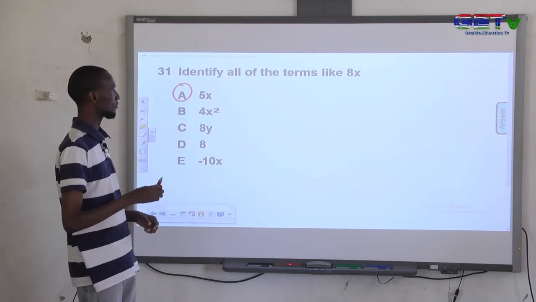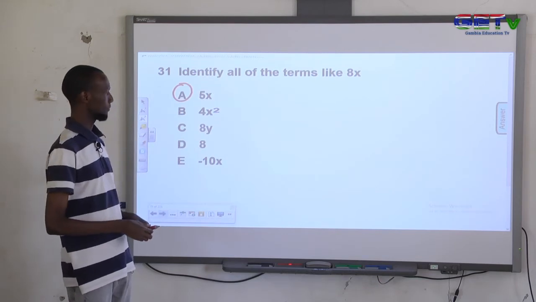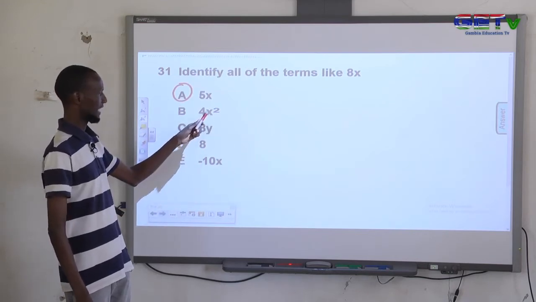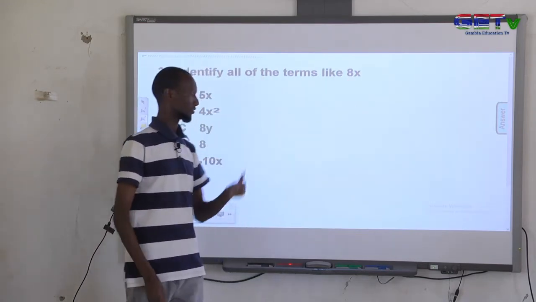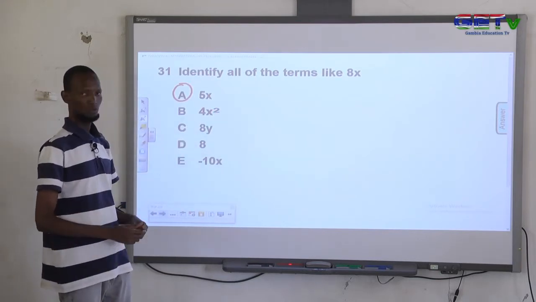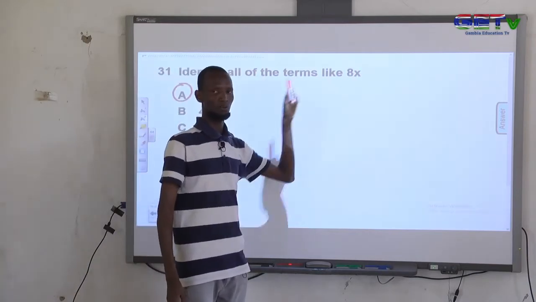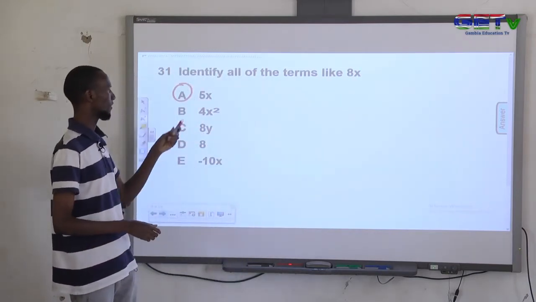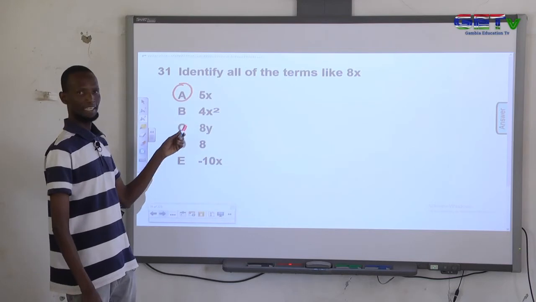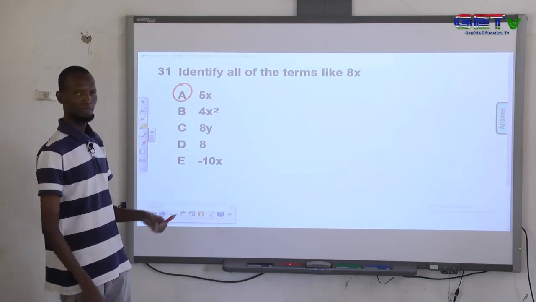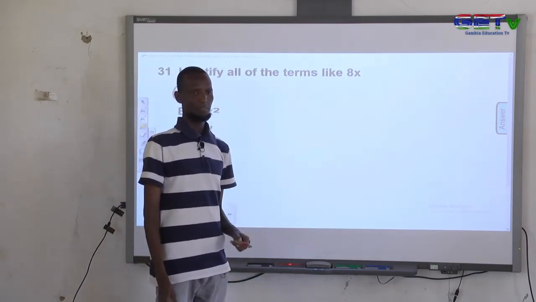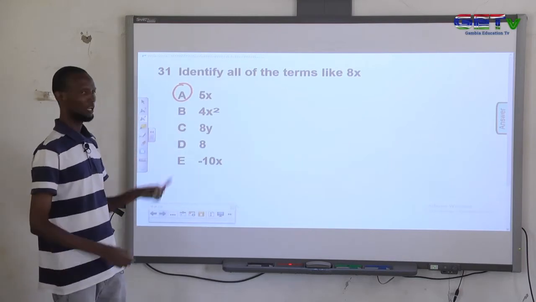How about 4x squared? Let's look at the variables. Are the variables the same? Yes. This is an x, and this is an x. But are the powers also the same? This is power 2, and that is power 1. Those are different powers, so we cannot call 4x squared like 8x. So that is out. What about C, 8y? Do we have the same variable there? That is y, and that is x. Different variables, so they don't qualify.